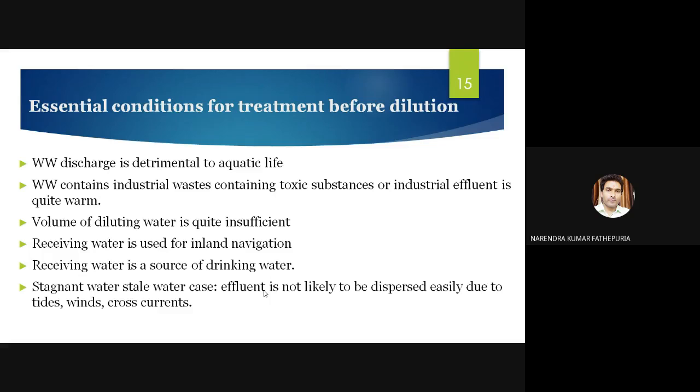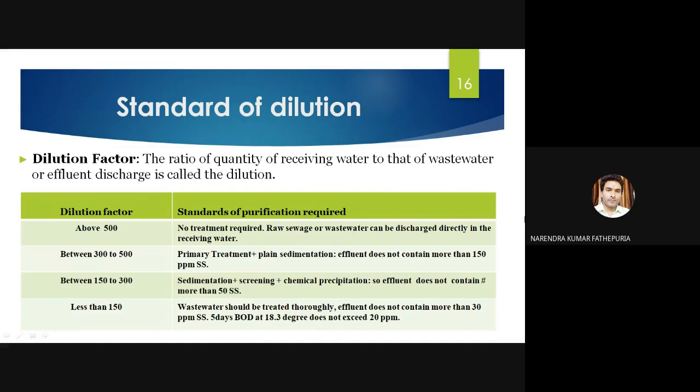Stagnant water, stale water case. The effluent is not likely to be dispersed easily due to tides, winds and cross currents. And this is the standard of dilution.